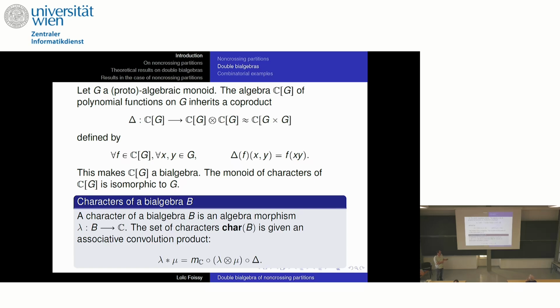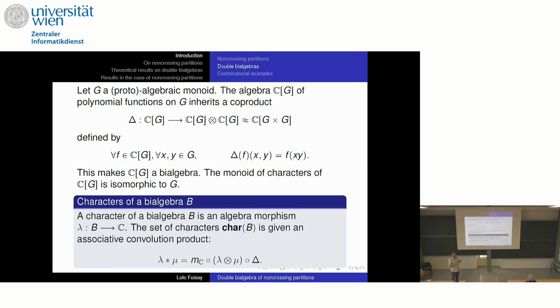So a bialgebra is an algebra with a coproduct, which is an algebra morphism from C[G] to C[G] tensor C[G], with good compatibilities. This would be co-associative and so on. I will explain this later. Yes? I will give you some examples later.